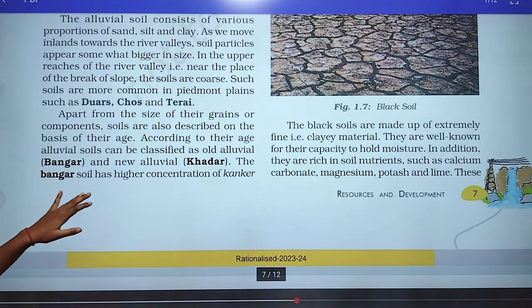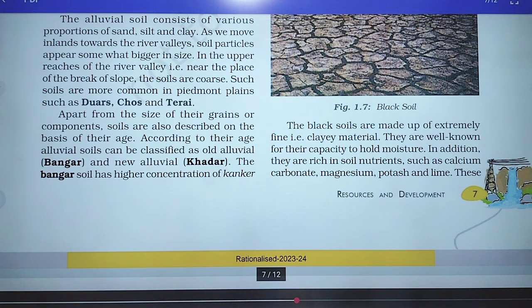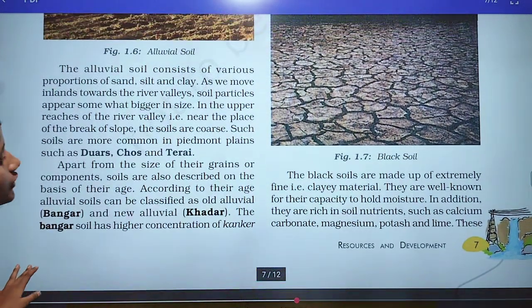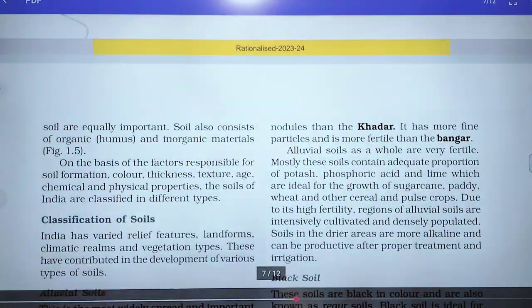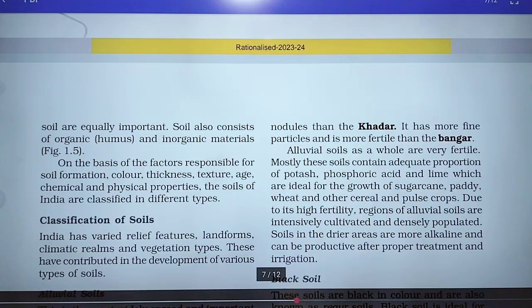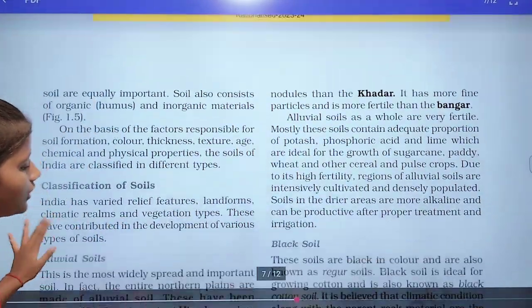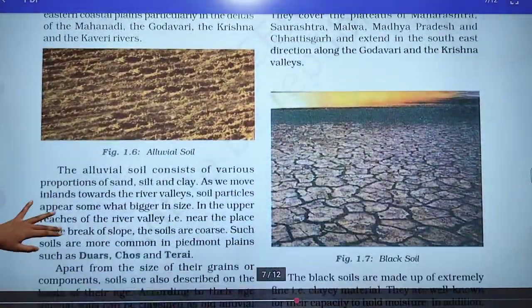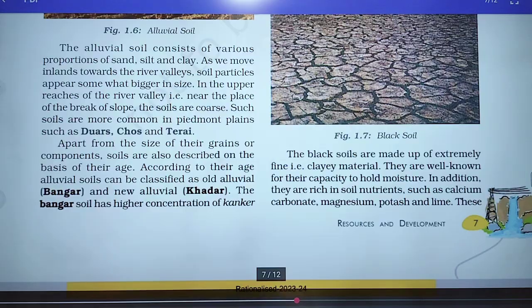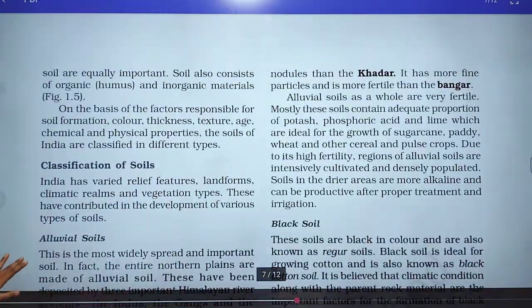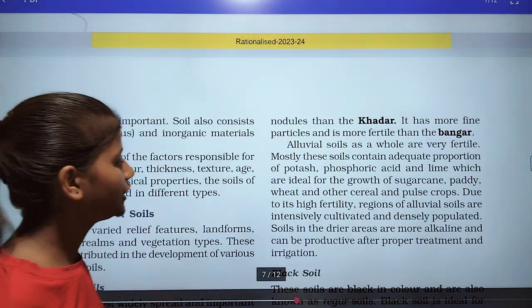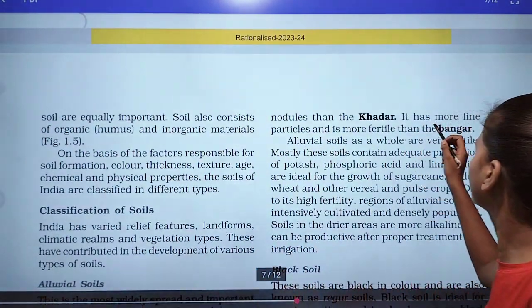The bangar soil has a higher concentration of kankar nodules than the khadar. It means old alluvial soil, that is bangar, has a high concentration of kankar as compared to the new alluvial soil, that is khadar.